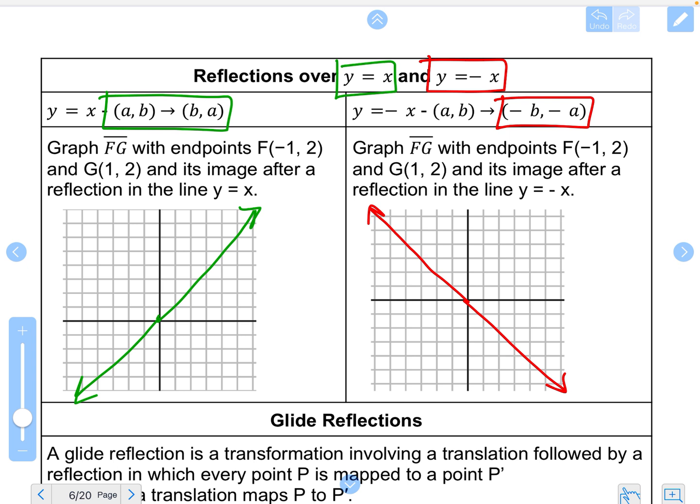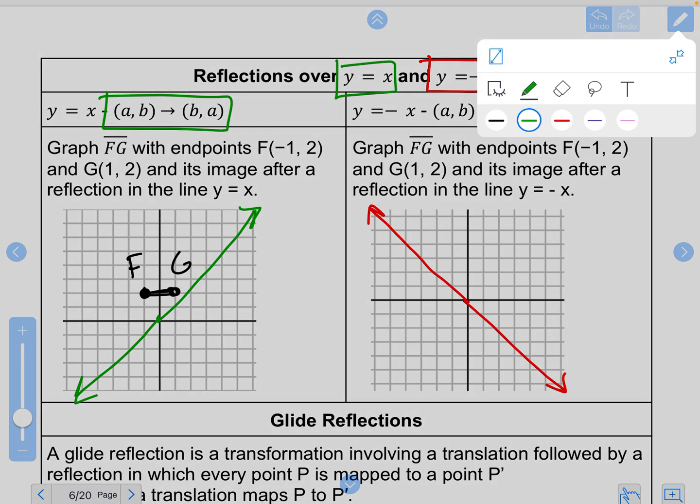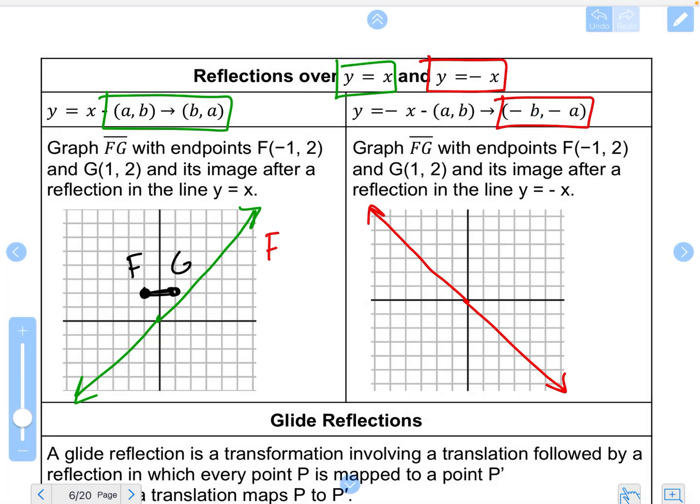So let's graph our pre-image, which is FG. Negative 1, 2, and 1, 2. So this is F, this is G, and it's a line segment. If it's reflected over y equals x, we just need to flip the x and y values. If F is negative 1, 2, then F prime is going to be 2, negative 1. That's going to be F prime. G prime is simply going to be 2, 1.